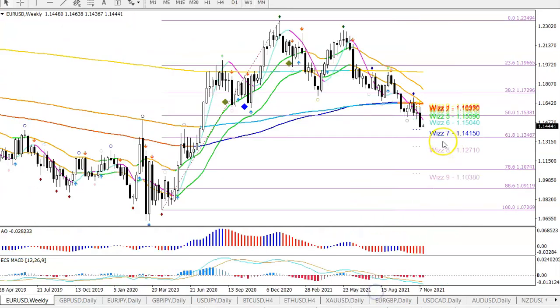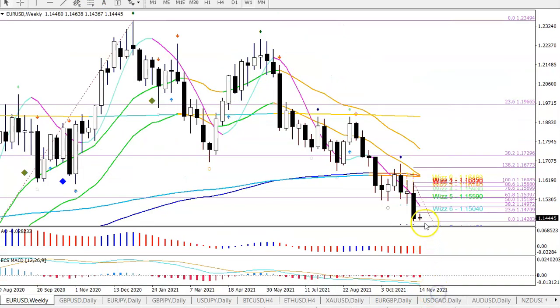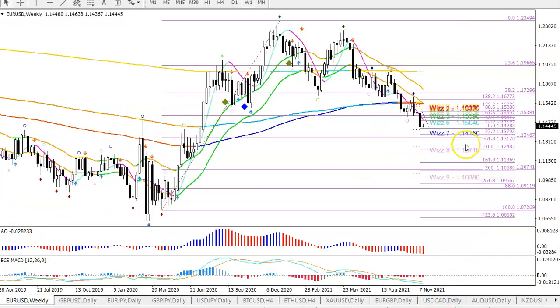And I expect price to go down to the next fib at 61 and maybe even 78.6 fib. So I do expect it to go further down. However, with that daily candle in mind, I was wondering if we can get maybe some small retracement of the weekly candle, maybe to the 38.2 fib, for instance, at 115, and then bounce there for a move down to that 61.8 fib at 113.50.